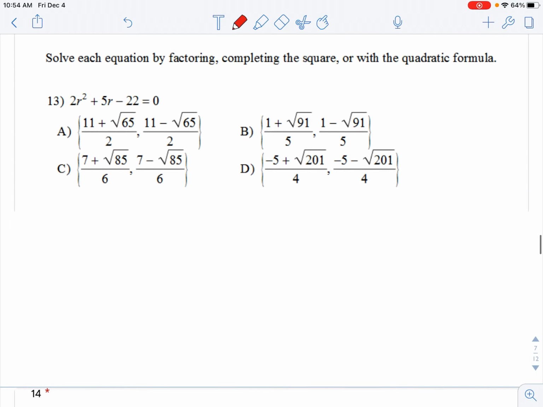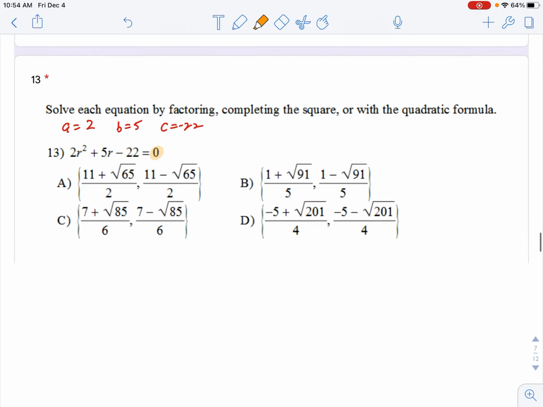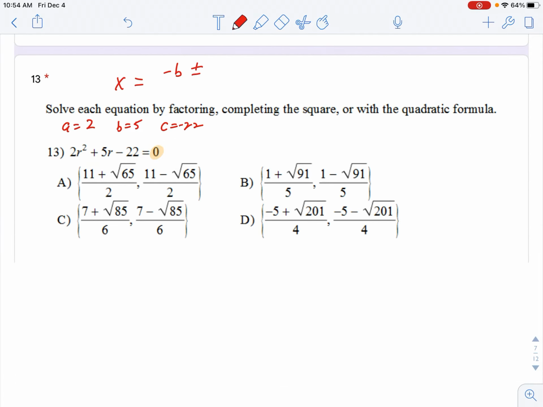Number 13. Solve by factoring, completing the square, or with the quadratic formula. Well, the quadratic formula is the easiest way to go in a problem like this. So we need to label A, which is 2, B, which is 5, C, which is -22. We do have to have a 0 there, and we do. In case you forgot the quadratic formula, it's -b plus or minus square root of b squared minus 4ac all over 2a.